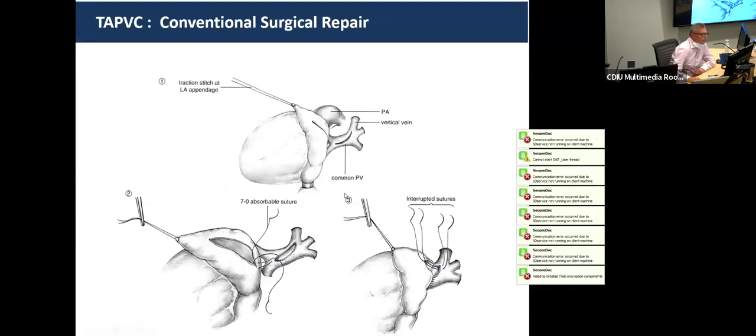So this shows the classical surgical repair of total anomalous pulmonary venous connection. This is to the left vertical vein, so this is a supracardiac type of veins. And you can see that basically an anastomosis is made between an incision in the left atrium, shown here, and the pulmonary vein confluence, shown here. And so you can see that that's a direct connection.